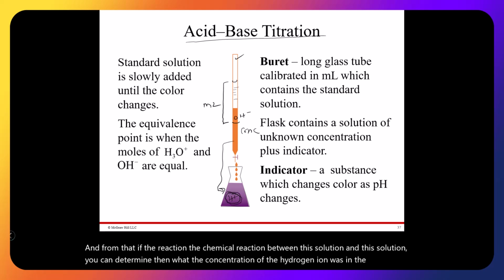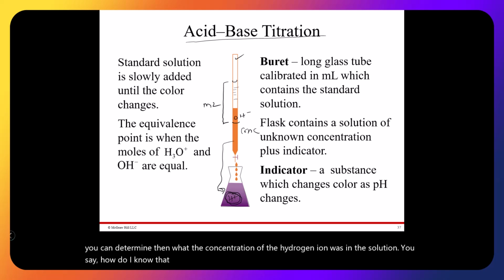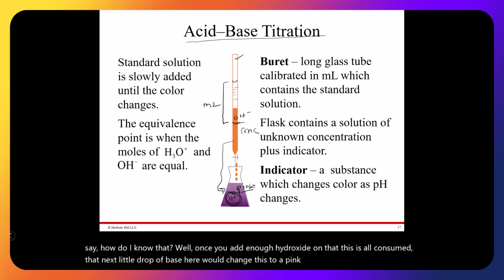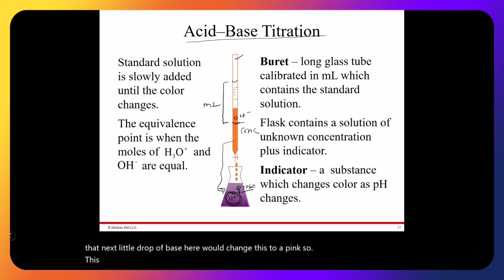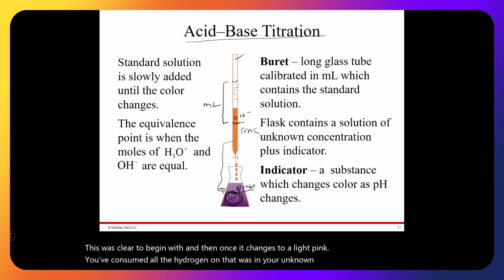You say, how do I know that? Well, once you add enough hydroxide ion that this is all consumed, that next little drop of base here would change this to a pink. So this was clear to begin with, and then once it changes to a light pink, you know you've consumed all the hydrogen ion that was in your unknown solution. So that's called a titration.